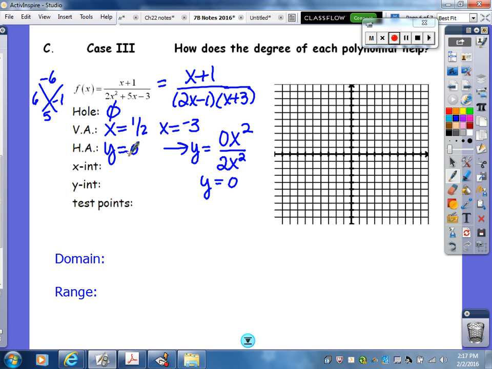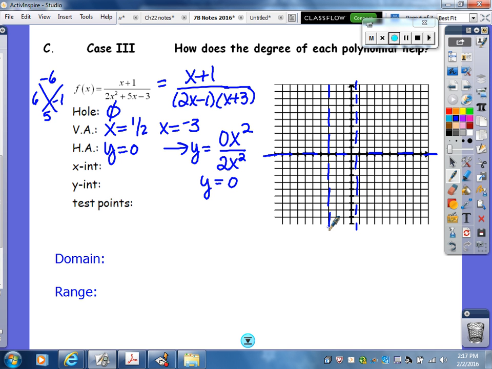So step number 2, let's graph our asymptotes. So we're going to graph x equals 1/2 and y equals 0. You can dot it if you can't see it. Just like I said, the x-axis is an asymptote in this case. All right, we also have the vertical asymptote at x equals negative 3. So let's make sure we graph both vertical asymptotes.